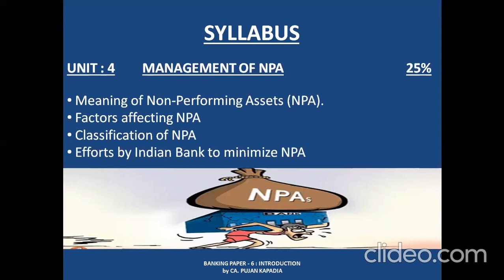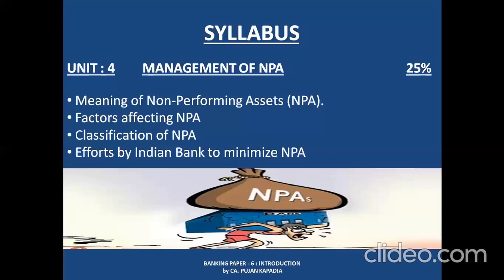In accountancy terms, I can say NPA is nothing but a loss faced by a bank. It is less earnings and more of a loss situation. As a result, we are going to study under this head all the steps taken by Indian banks in order to reduce the NPA amount. So this is all about unit 4, the weightage of which is 25%.